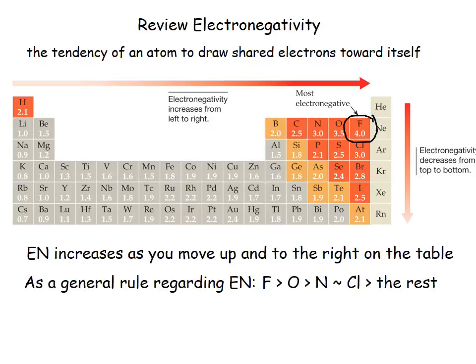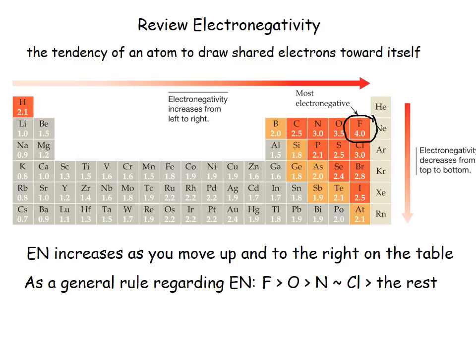So the general rule that I want you to remember regarding electronegativity is this: fluorine is the highest. Oxygen is next, but oxygen's right next to fluorine on the table, so it shouldn't be too hard to remember. Nitrogen follows oxygen, and chlorine and nitrogen are essentially the same. All the rest are after that. I do want you to remember that second line there: fluorine is greater than oxygen, is greater than nitrogen, is similar to chlorine, is greater than the rest.